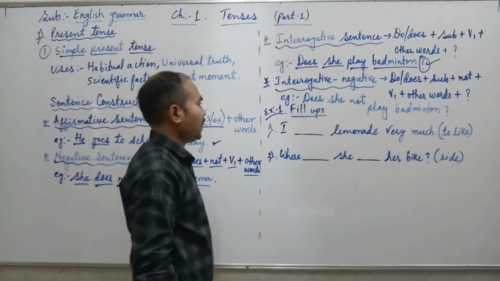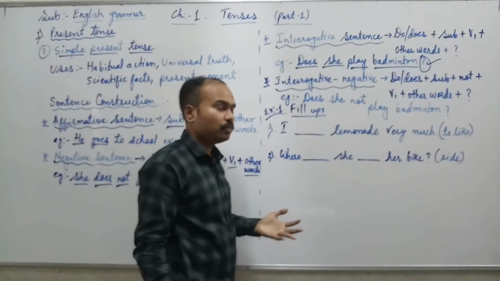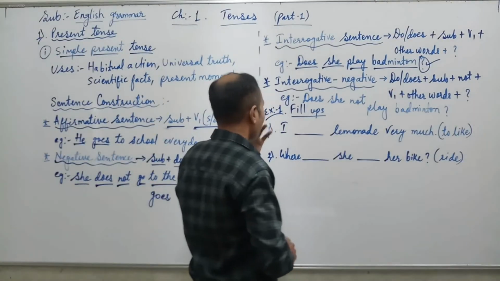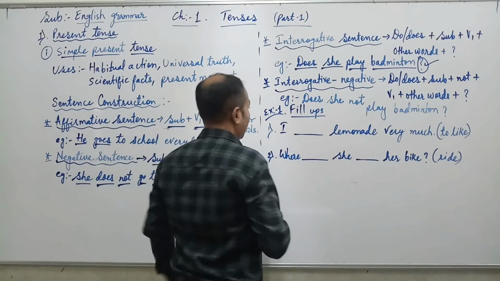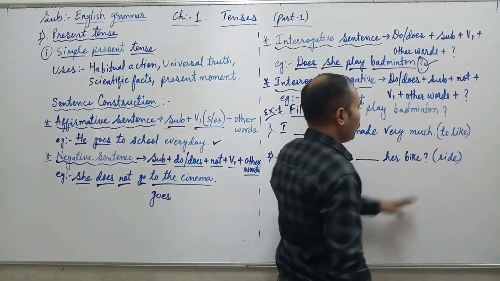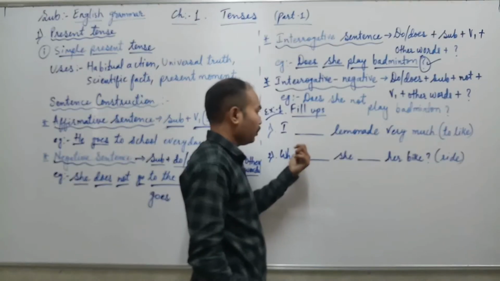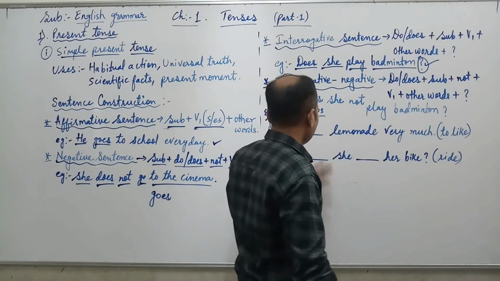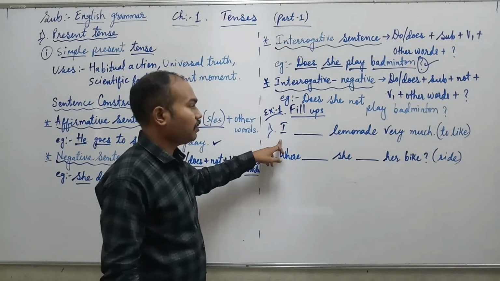Now one exercise I have given over here, and in homework I am going to give you some questions to solve afterwards. Okay, it is a fill-up for simple present tense. I dash lemonade very much. We have to use the word like and fill up the blank. Okay, to like. So here the sentence is simple present tense and the sentence is positive.